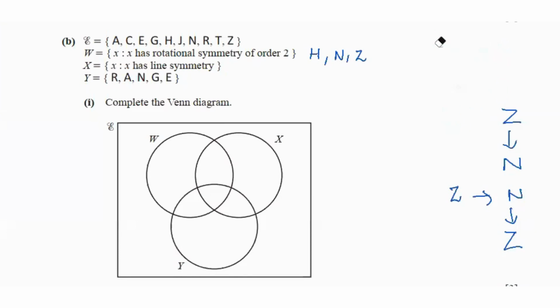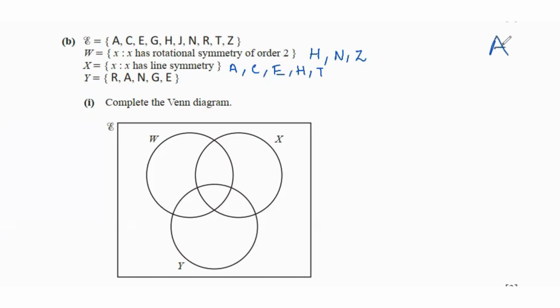Then if we talk about the line of symmetry, A has a line of symmetry, C has a line of symmetry, E has a line of symmetry, H has a line of symmetry, and T has a line of symmetry. A, C, E, H, T. Everyone else does not have a line of symmetry.